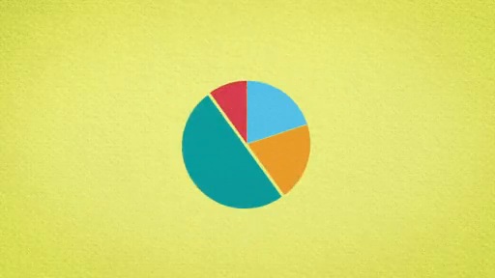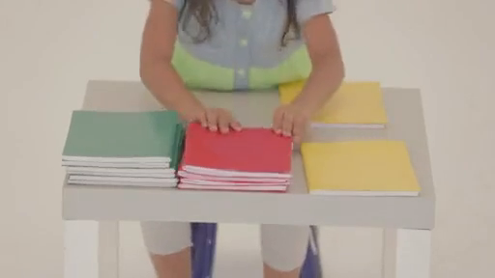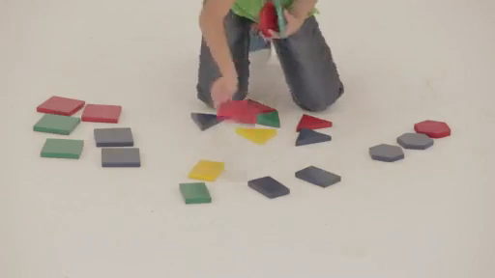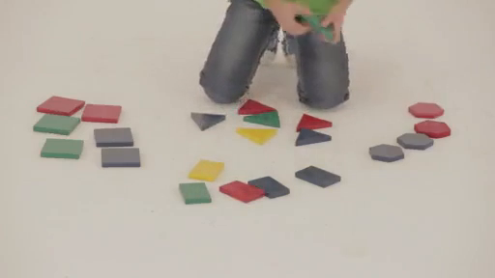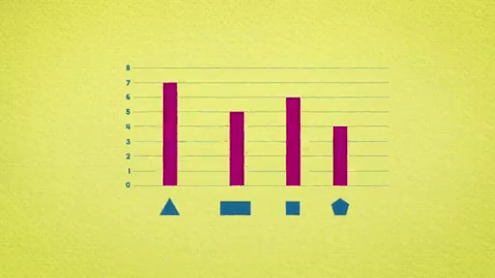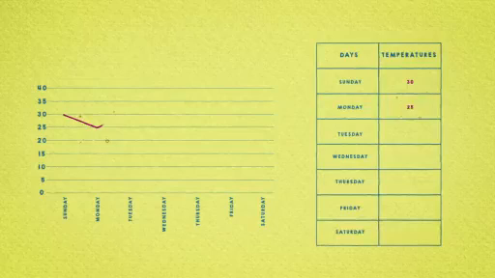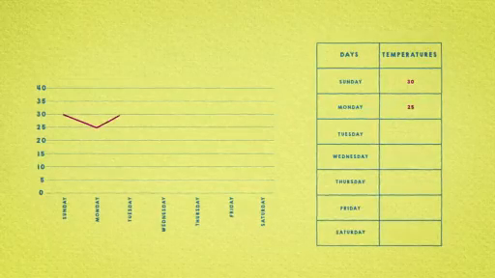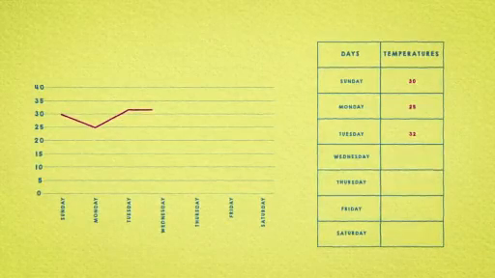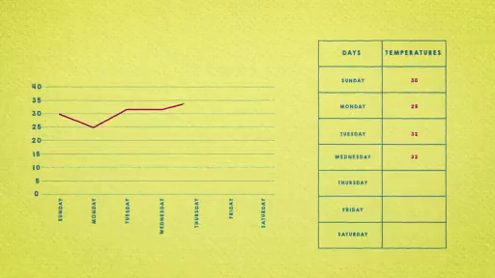Graphs come in different styles. Nancy could compare the numbers of her different colored exercise books with a pie chart. Mustafa categorized his shapes by shape first, then by color. Using a bar chart, he was able to clearly see the different amounts of his different shapes. And the weather forecaster could understand the range of temperatures across a week using a line graph. What kind of information would be useful to you to plot on a handy graph?